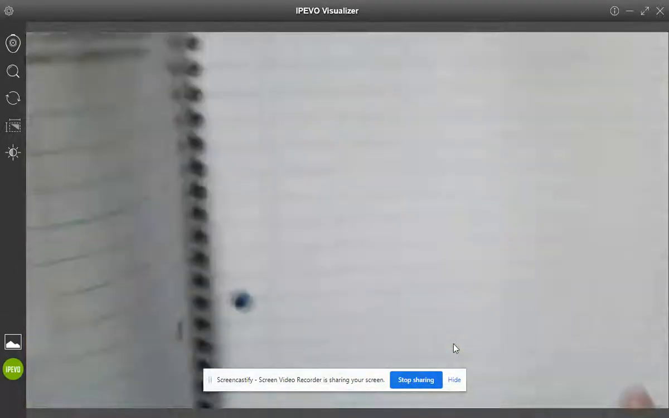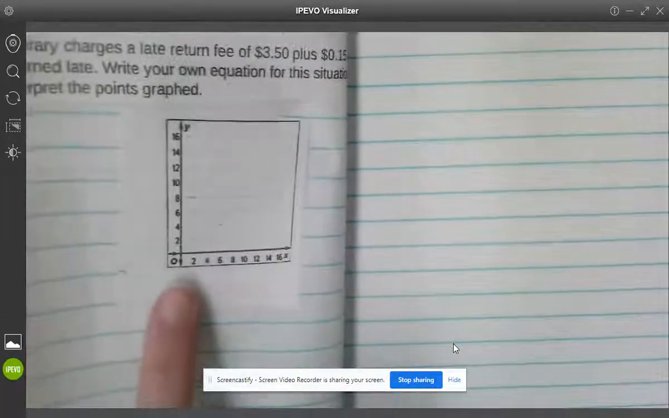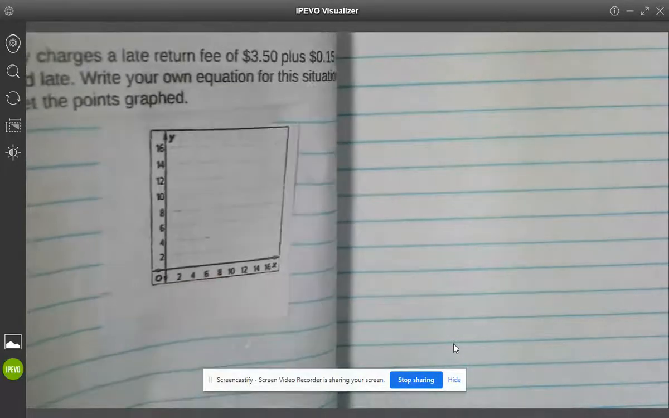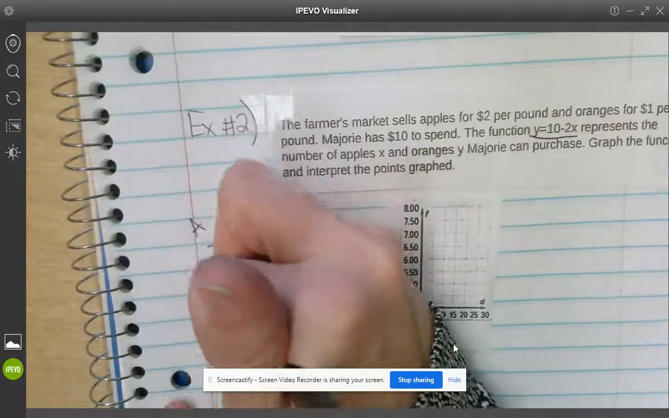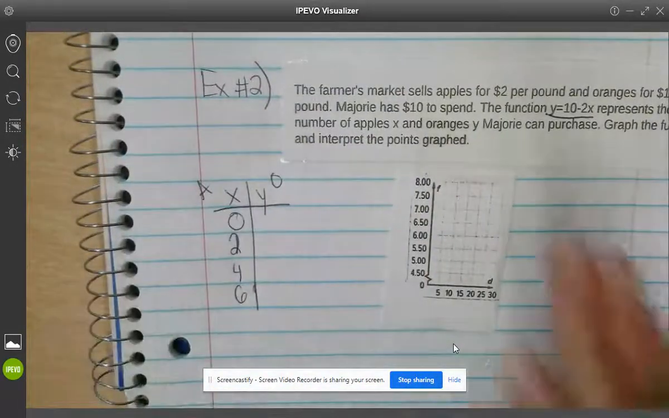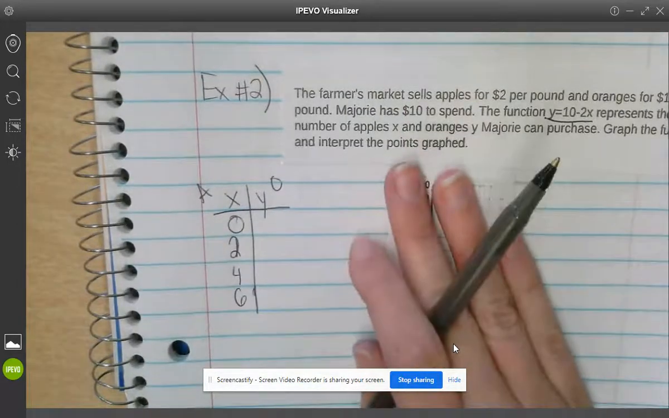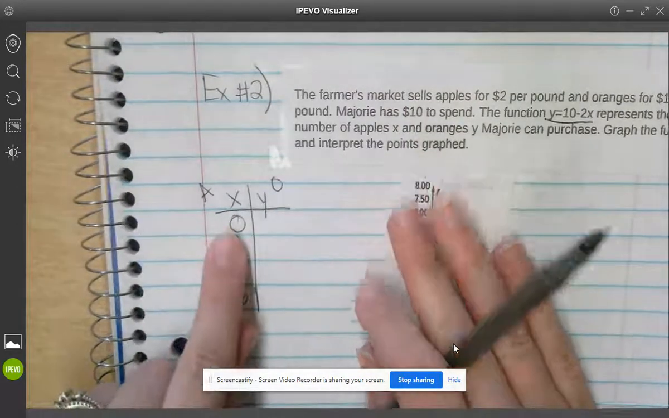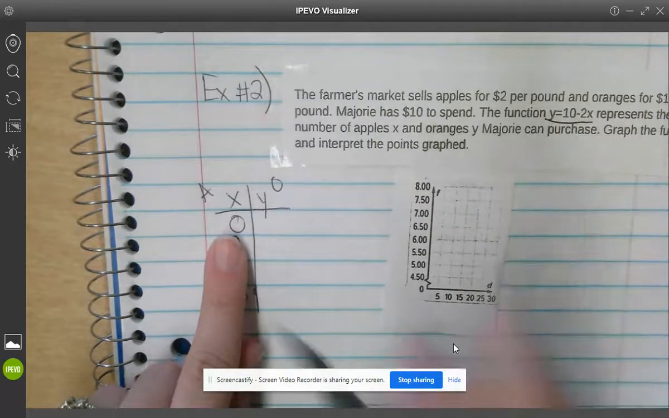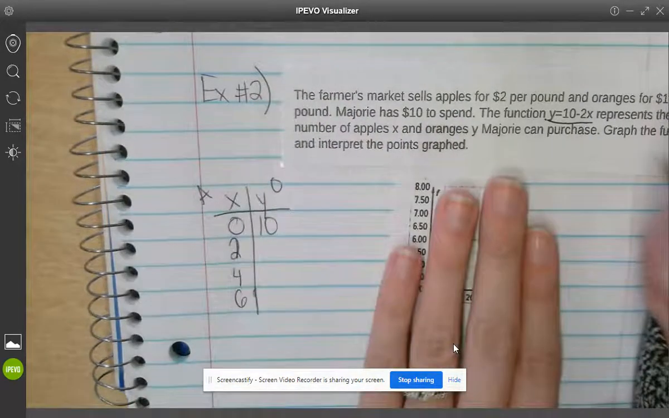Oh my goodness. This is my graph on this page, so just deal with this. So let's do 2, 4, and 6 since that's what my graph is showing me. Cover that up, do something with that so you don't see that. So if she has 0 apples, so that zeroes that whole thing out, she can buy 10 oranges.